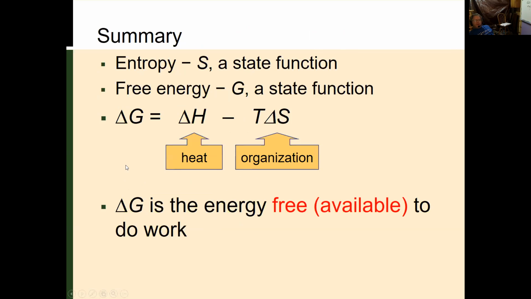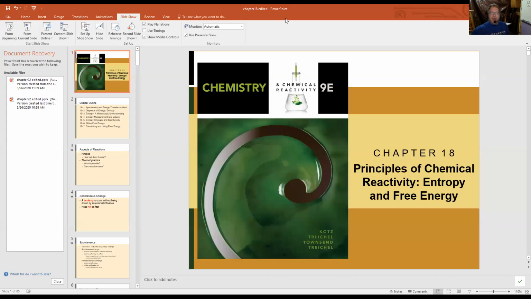So we're in the summary of the chapter. Delta G is the free energy, the available energy to do work. And that is the end of our slideshow for chapter 18. I will be doing another one for chapter 19.